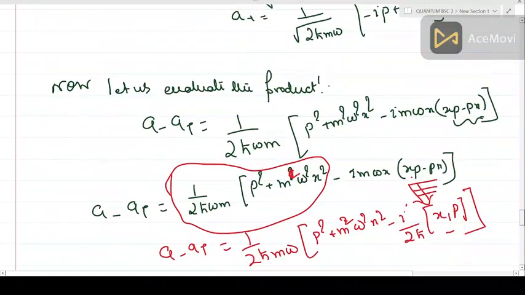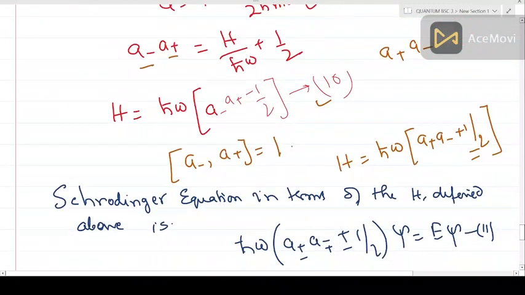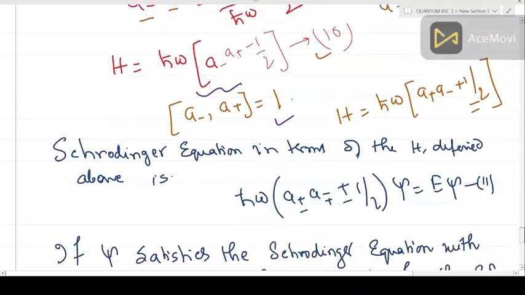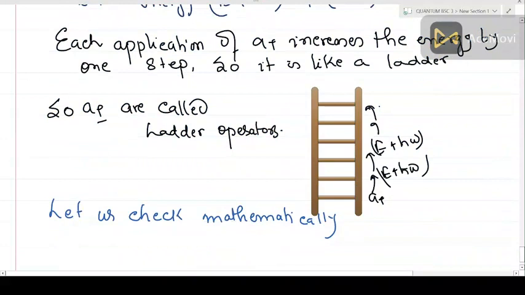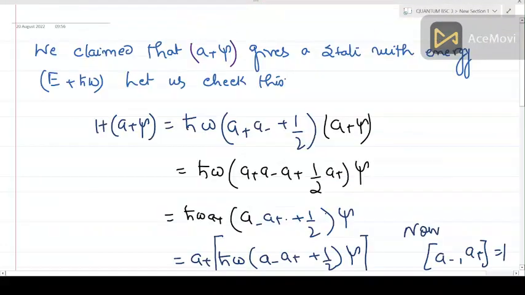We were able to write the Hamiltonian in terms of A plus and A minus. This was our Hamiltonian, h bar omega times A minus A plus minus 1 by 2, or you can change the order, A plus A minus plus 1 by 2. And the commutator of A minus and A plus is equal to 1. You can evaluate this yourself, and if you find any difficulty, tell me in the comments and I will show you, because that is only multiplication and subtraction, so I don't think it is very difficult. And this was the Schrodinger equation in terms of these operators.